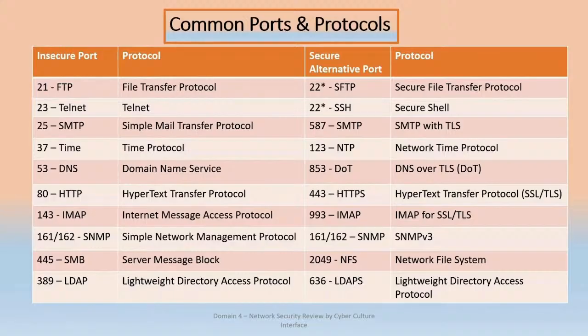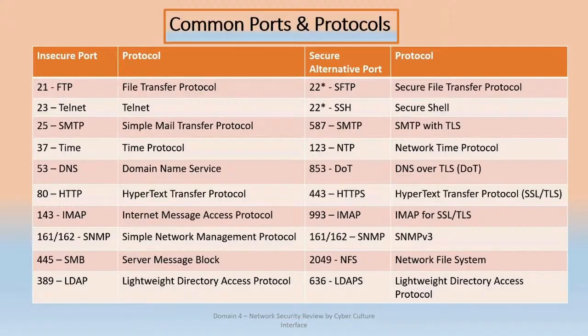So you need to conduct a check when you have access to your system to see what ports are running on your system, so for you to be able to identify. Then we have port 587 as a secured alternative for SMTP port 25. Then port 123 as secured alternative for time protocol, which is on port 37.